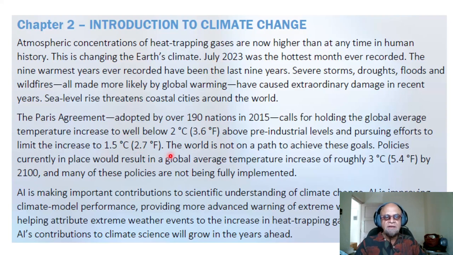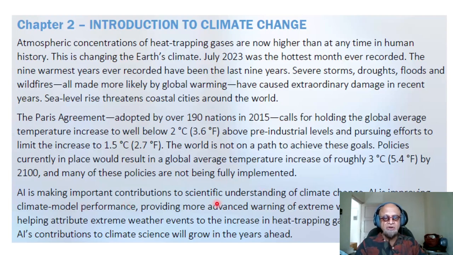So you will have to figure out whether these are really scientific targets. I've discussed this elsewhere, not so relevant here, but those are nice numbers. So good, as you know, the lower the warming we stick to, the better it is, right? The world is not on a path to achieve these goals. Policies currently in place would result in a global average temperature increase of roughly 3 degrees C by 2100, and many of these policies are not fully implemented. So ideally, if we implemented all the policies we have now, we would still cross 3 degrees C, but they are not even fully being implemented.